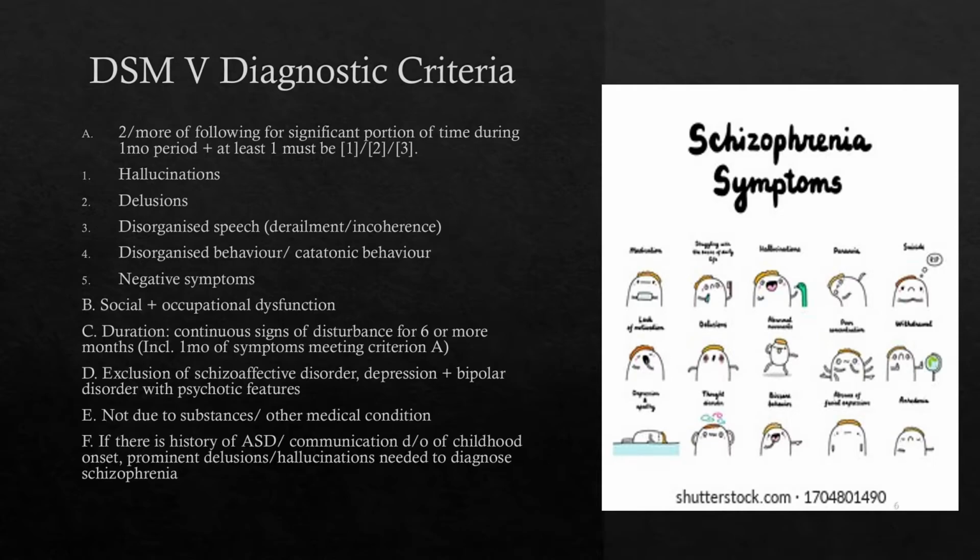And criterion F: if there is a history of autism spectrum disorder or communication disorder of childhood onset, this patient additionally needs prominent delusions or hallucinations in order for them to be diagnosed with schizophrenia. Because patients with ASD or communication disorder of childhood onset can look very similar to schizophrenia, they have to have prominent delusions or hallucinations.